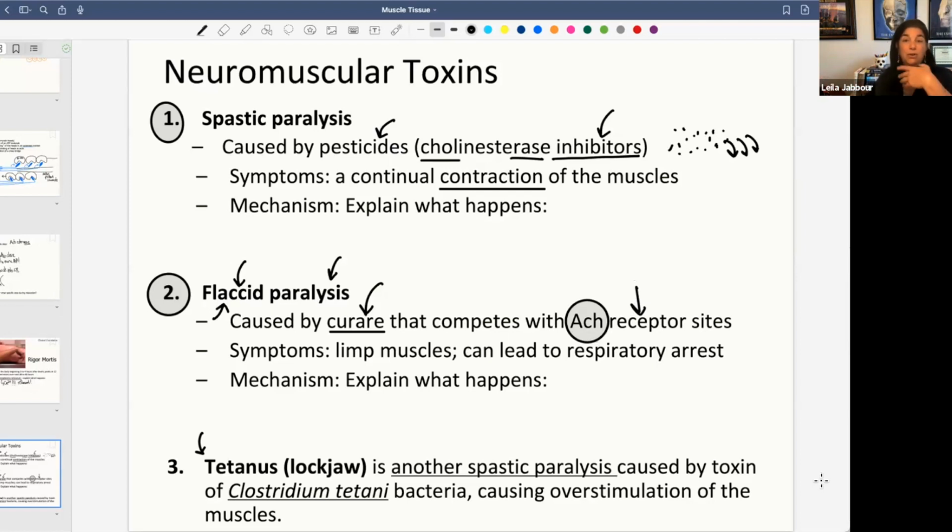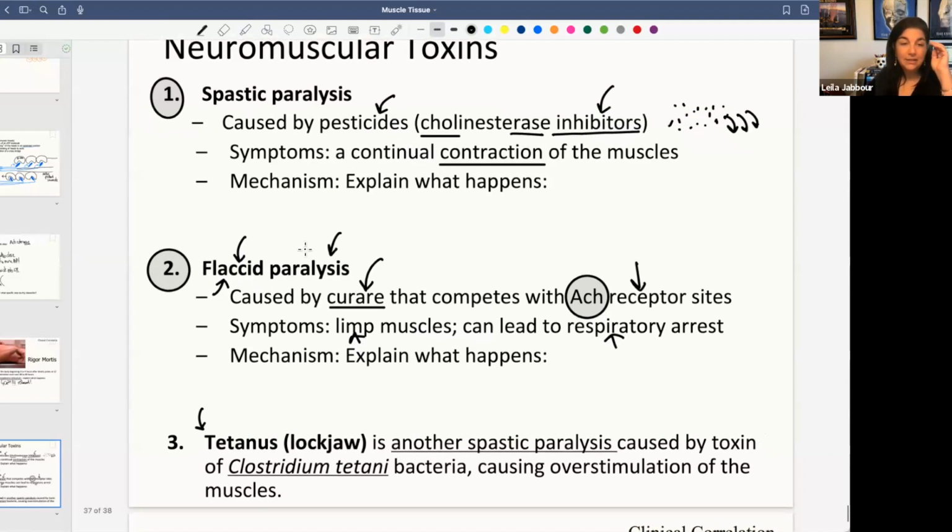So the muscles can't be stimulated. They're very limp. And of course, the muscles of respiration are very important to keep you alive. And this can lead to respiratory arrest. So it's a horrible death.